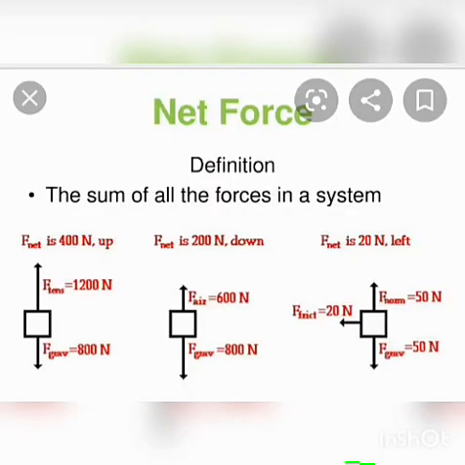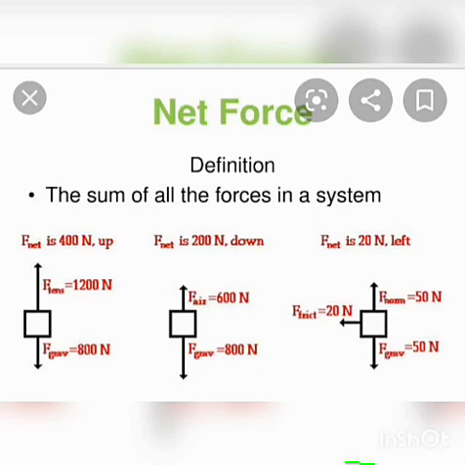Dear students, in previous classes we learned about the net force. What is net force? Net force is nothing but the algebraic sum of all the forces acting on your body at a particular instant. And we also learned how to calculate the net force acting on your body by taking some examples in the previous class.